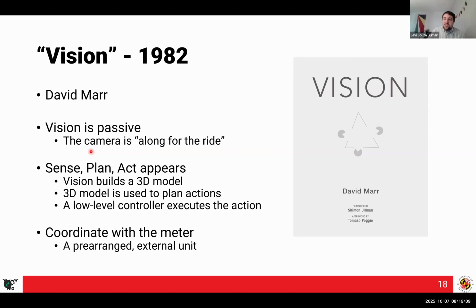The robot goes and does whatever tasks it needs to do, and the camera just sits there. It never looks at a particular object for a particular reason. The robot never moves in a certain way to make the camera's job easier. Instead, it's just a sensor that's there to collect and build a 3D scan of the world. And this creates something that we call sense-plan-act, which looks very much like Uexküll's first feedback loop, which didn't have the internal feedback in it. And all of this is assumed to be coordinated with the meter, a prearranged external unit.